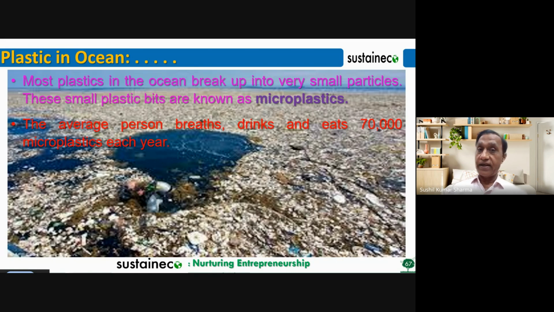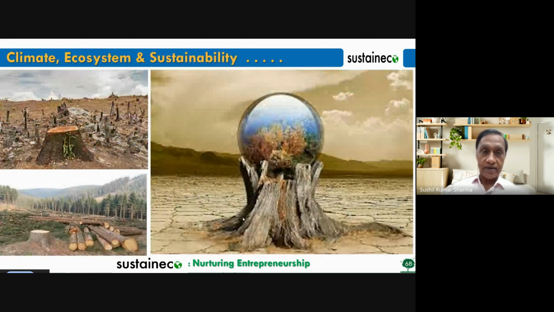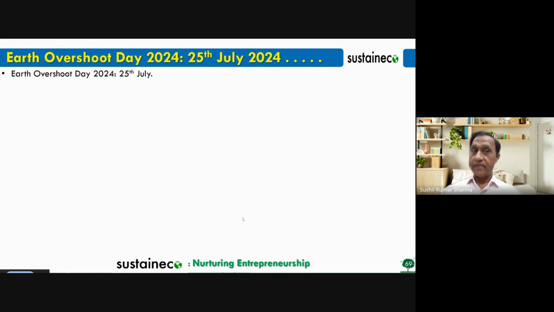The average person breathes, drinks, and eats. That means these microplastics are present in the atmosphere, in the air we breathe, the water we drink, and the food we eat. The average person breathes, drinks, and eats 70,000 microplastics. Not daily, sorry, it is yearly, each year. So this is the ecosystem we saw in the beginning, and now what we have turned it into. It is a very big challenge for us to address.